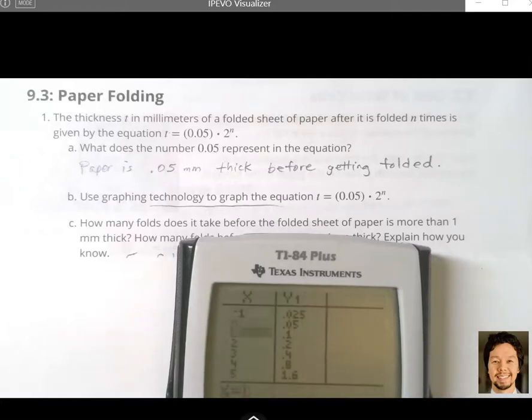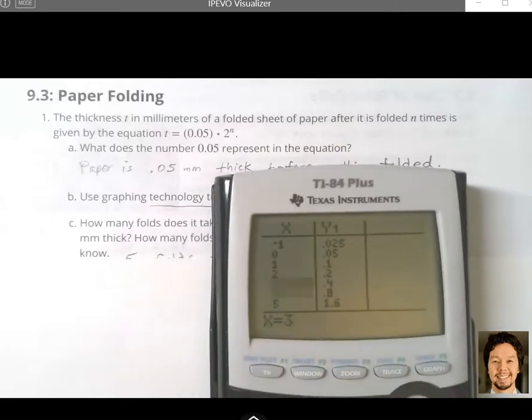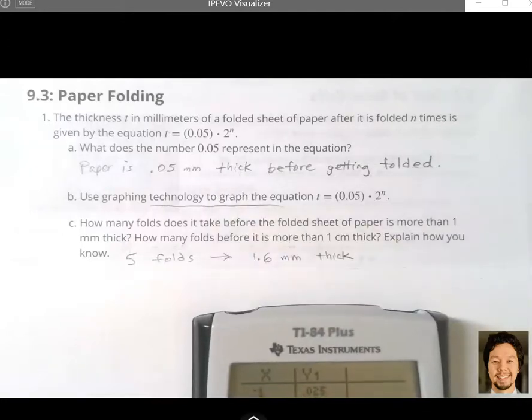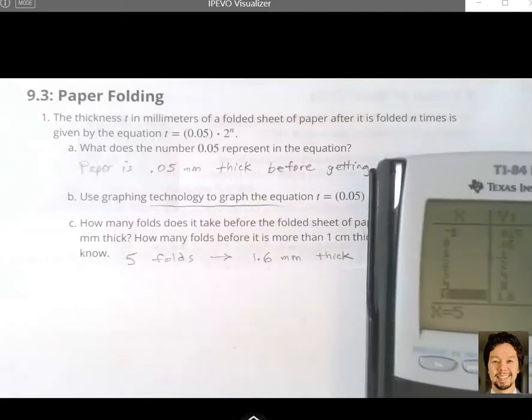So here we can see that as soon as we get to 4 folds, we're just below 1 whole millimeter thick. And once you get to the 5th fold, you are over 1 millimeter thick. You're now 1.6. So that's the answer. 5 folds gives us 1.6 millimeters thick paper.